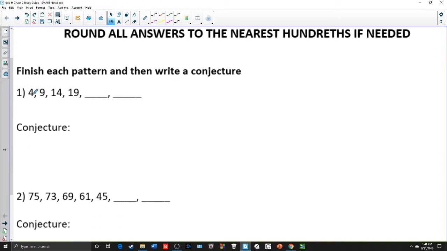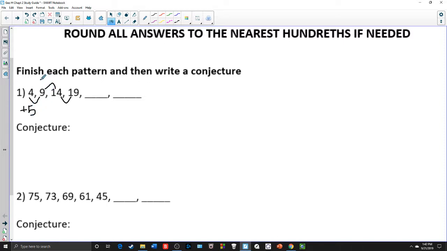So the first one here, we want to first finish the pattern and then we'll figure out what the rule was, because usually in finishing the pattern, you would develop your own conjecture. So we go 4 to 9, and then 9 to 14, and 14 to 19. So let's see what's happening here. Well, 4 to 9, the easiest thing to do would be plus 5. There's a few things you could do, but let's start with the easy one.